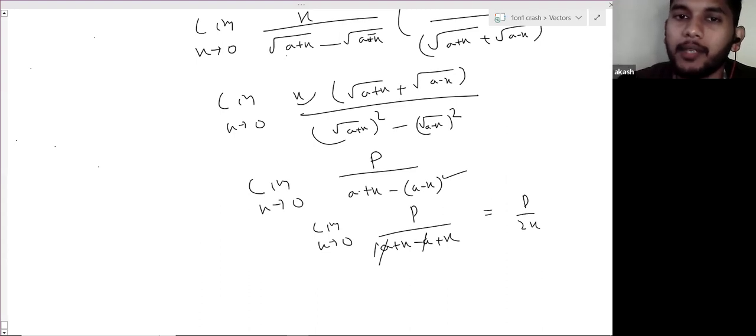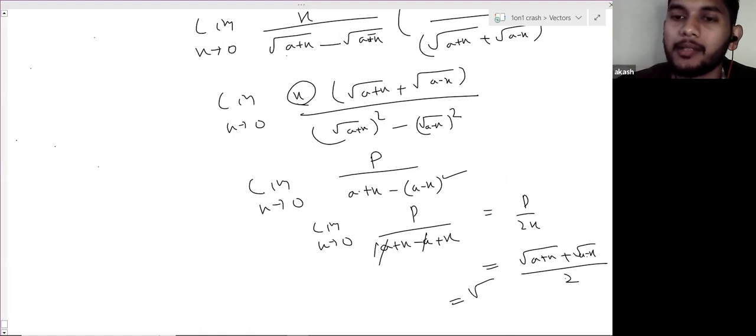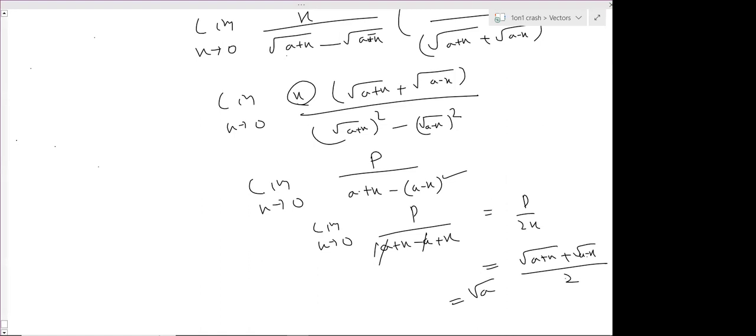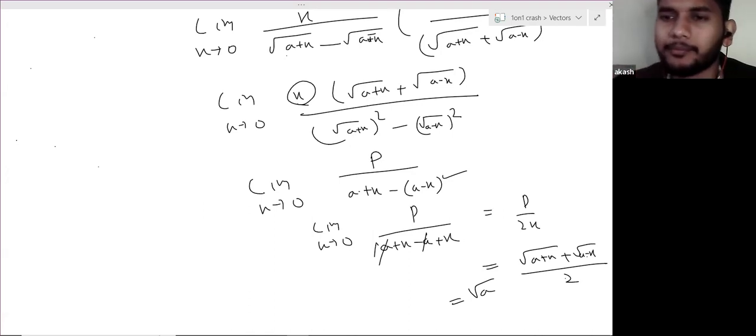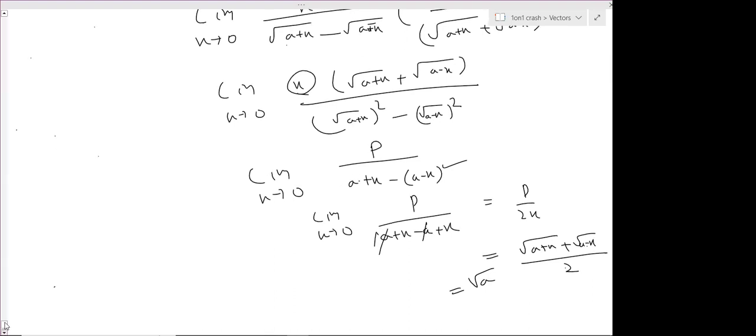Now here we have x also, so that will be cancelled, right? So under root a plus x plus under root a minus x, all divided by 2. Now you can put x equals to 0. So under root a plus under root a, 2 under root a, 2 and 2 is cancelled, and the answer is under root a. Got it? So you solved it, right? Yeah. All right. Next question.